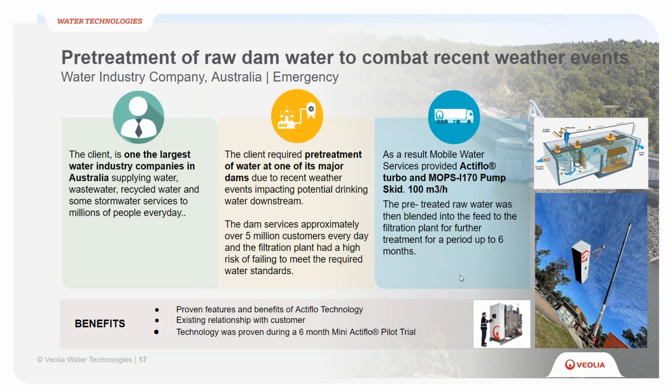Typically, Actiflow treats surface water, groundwater, seawater, and brackish water. It's particularly effective in eliminating turbidity and natural organic matter, colour, and algae. We've probably got over 1,000 references around the world, and it's been used for municipal and industrial water and wastewater treatment for more than 25 years.